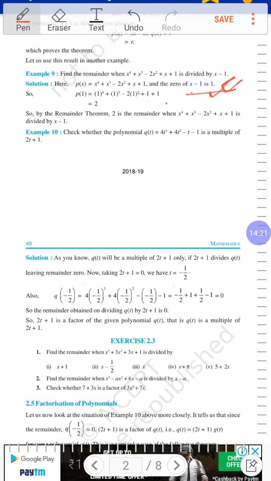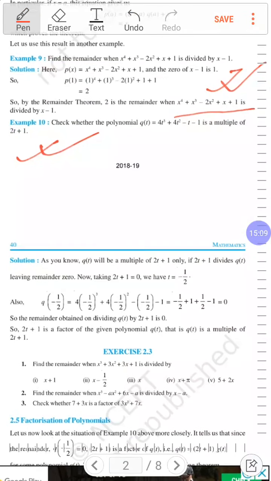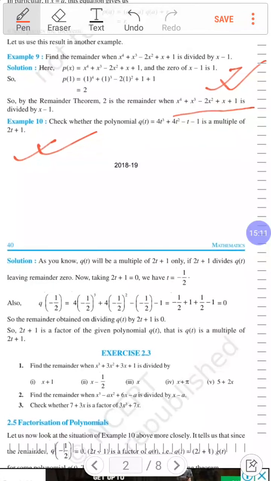Now example 10, it has been said, check whether the polynomial q(t) is equal to 4t cube plus 4t square minus t minus 1 is a multiple of 2t plus 1. Now, how to check? Of course, here also we will be using the remainder theorem. If the remainder comes 0, that means this dividend is a multiple of the divisor.